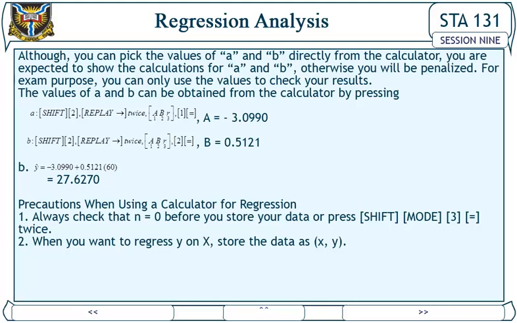Precautions when using a calculator for regression. 1. Always check that n is equal to 0 before you store your data, or press shift mode 3 is equal to twice. 2. When you want to regress y on x, store the data as xy.